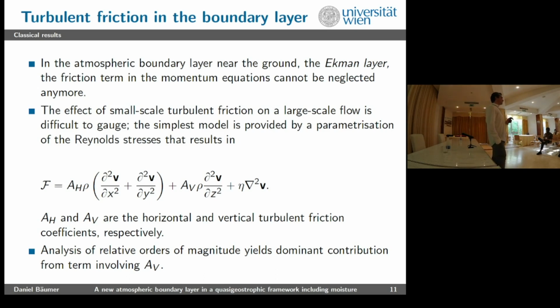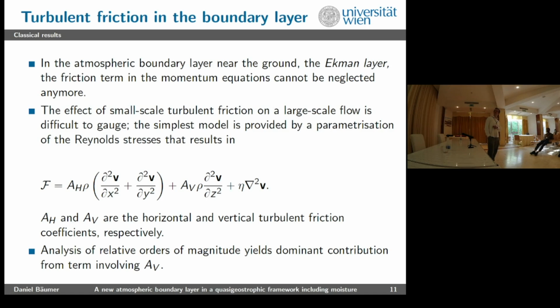These will be assumed to be constant in the following, which is, of course, even less accurate than the preceding. But again, it's the only case where we can actually obtain a satisfactory mathematical picture of the situation. Okay, and an analysis of relative orders of magnitude, which we'll skip here, it's not terribly interesting, yields that the dominant contribution comes from this term with the vertical turbulent friction coefficient.